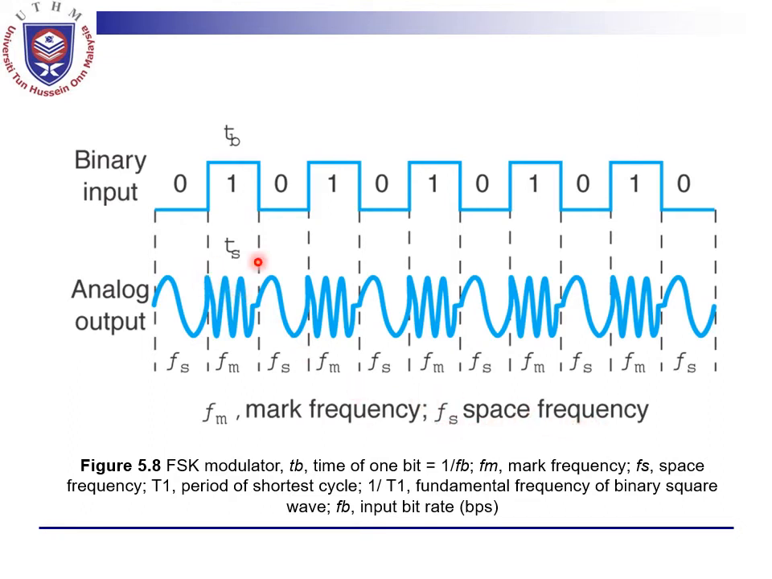So if you can see here, this is the output of the FSK, which is based on the input of the binary. So when the input binary is 0, the output frequency will be Fs, which is the space frequency. While if the input binary is 1, the output frequency for the FSK will be the mark frequency. So and so on.